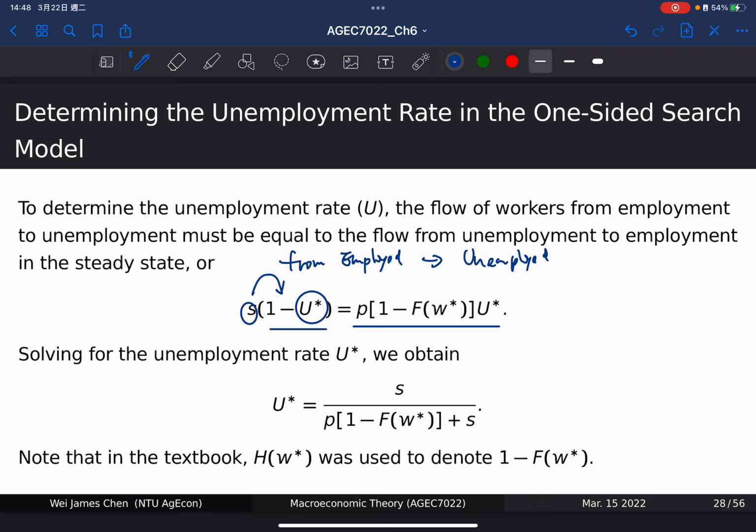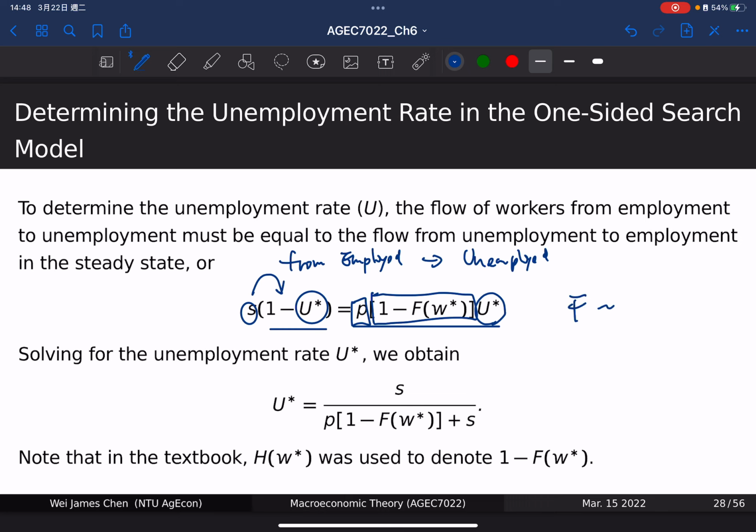And this one is what? This is the unemployed percentage times the probability of getting an offer, and times the probability that this offer is higher than the reservation wage.